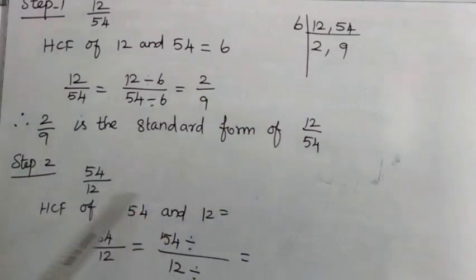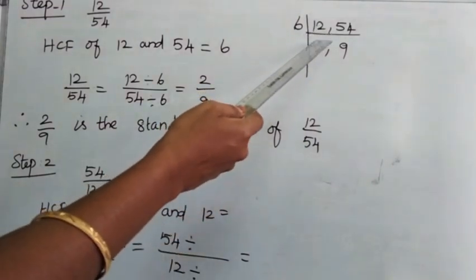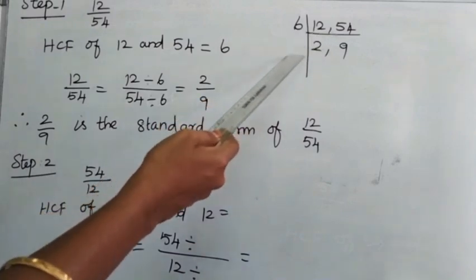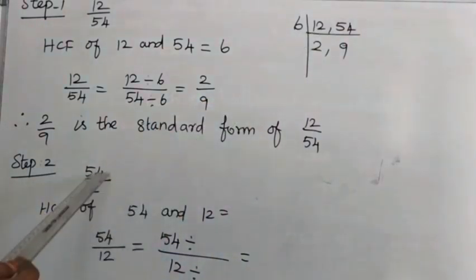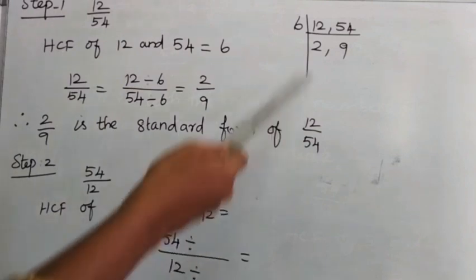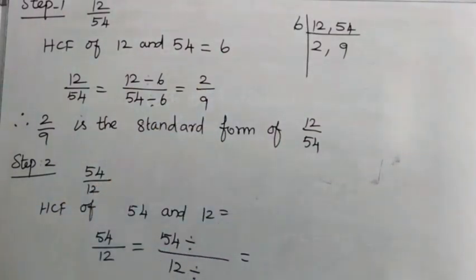Second step: we have to check the other rational number also, because only then can we conclude whether they are equivalent or not. Next we take 54 divided by 12 and follow the same step, finding the HCF. What is the HCF of 54 and 12? Here it is 6, the same number as before. So the HCF is 6.